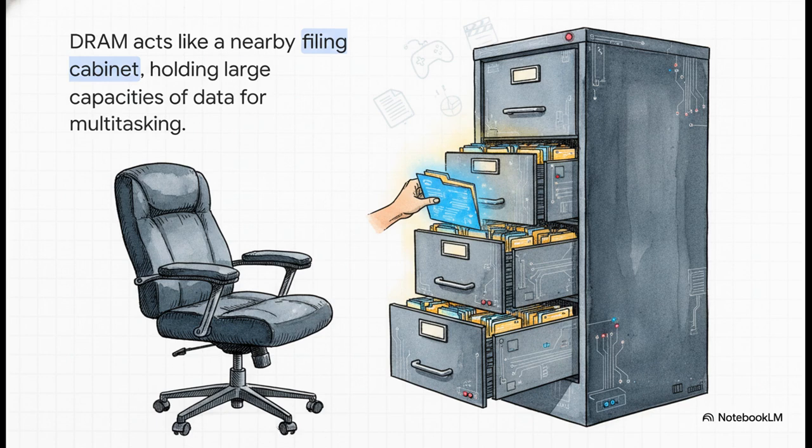When you need a new document, you just swivel your chair, open the drawer, pull the file, and bring it over to your desk. That is DRAM. It holds a vastly larger amount of data than SRAM.